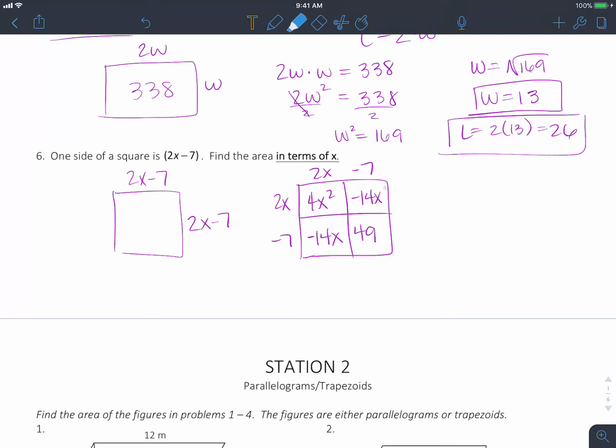From there, we do have a set of like terms. So we're going to take 4x squared, subtract 28x plus 49. And that is your final answer in terms of x.